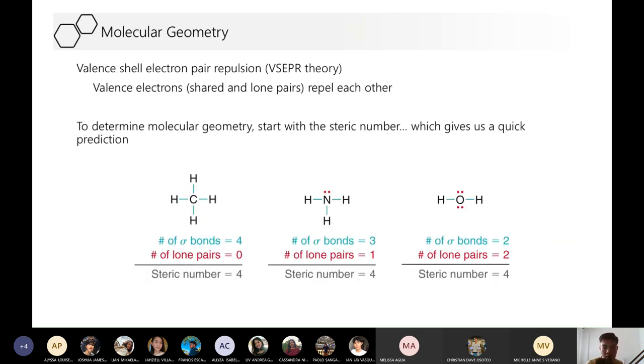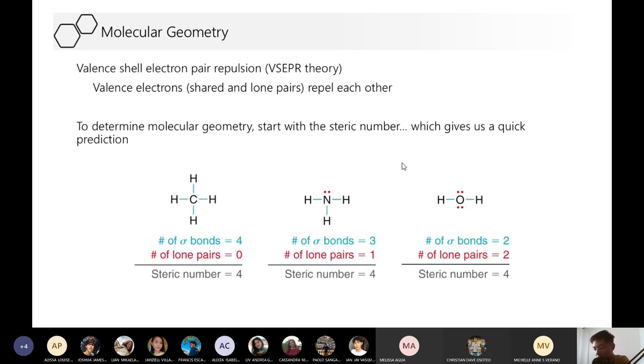Punta ulit tayo sa molecular geometry. Na-discuss natin to last time. Okay? So in determining the molecular geometry of your molecule, you have to take note of the valence shell electron pair repulsion theory, or the VSEPR theory. It tells us that the electrons, pwede silang shared or lone pairs, they repel each other. So as they repel each other, they orient themselves into 3-dimensional space, occupying certain regions na minimize yung kanilang repulsion.